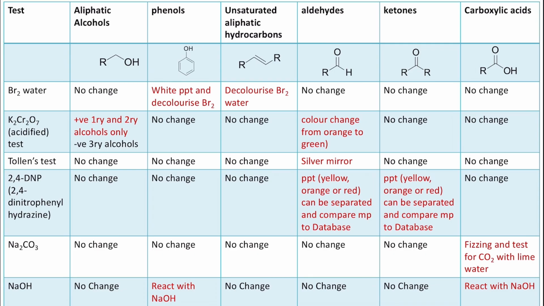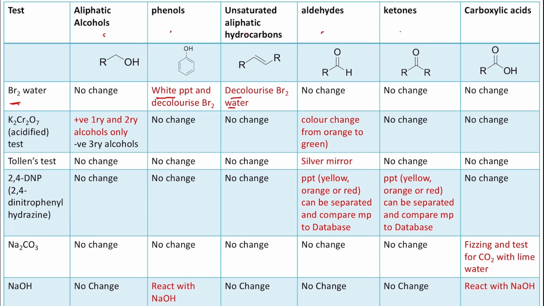So the bromine water test is quite specific. It's specific for the phenols because it will give you a white precipitate and will decolorize the bromine. Well, and for the alkenes, because it will just decolorize the bromine water. Everything else will not give you any observation for this test. And then the use of potassium dichromate, the acidified potassium dichromate test.